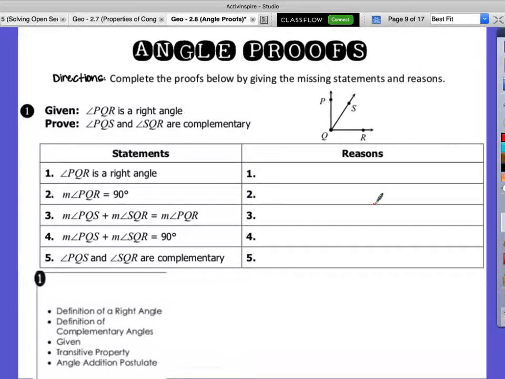So, we have our left side statements. We're finding our right side reasons, and we have a word bank to do so. Hey, angle PQR is a right angle. We're given that this is a right angle, okay? And we're trying to find that angle PQS and angle SQR are complementary, meaning they add up to 90 degrees, okay? So to get there, what's going to be our very first reason? 100% of the time, given. I'll put a percentage on that. It's 100% of the time that our first one's going to be given. Our first reasons are always given.